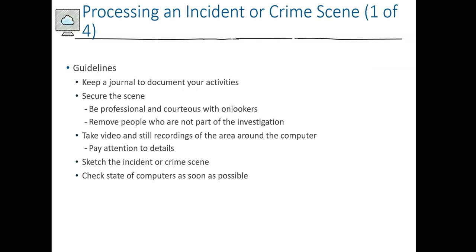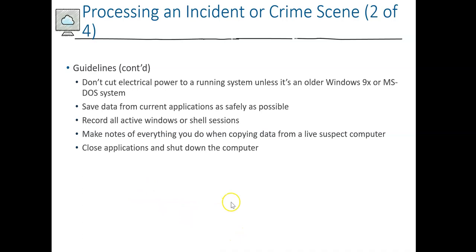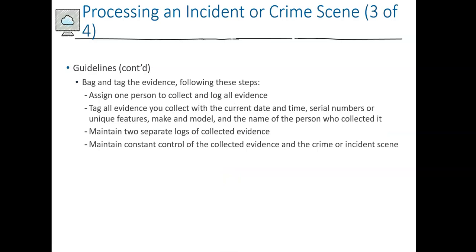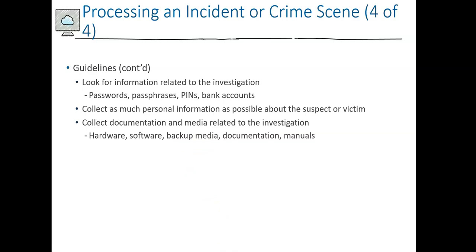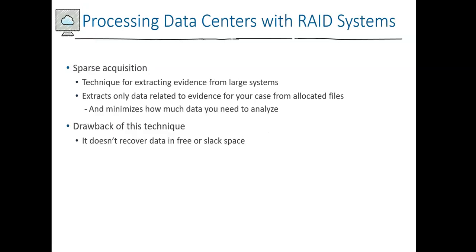So, processing an incident or crime scene guidelines: keep a journal, document your activity, secure the scene, pay attention to details, stuff like that. Sketch the incident. This is also general information. Be prepared with the old operating systems, like Windows XP or Microsoft DOS and stuff like that. Again, those parts of the operating systems are the responsibility of the IT team when you are in your team. Bag and tag, assign a person to collect, and maintain two separate logs, meaning the data of when people get in and get out. Collect as much personal information as possible about suspects and victims, and collect documentation, hardware, software, backup media, and stuff like that.